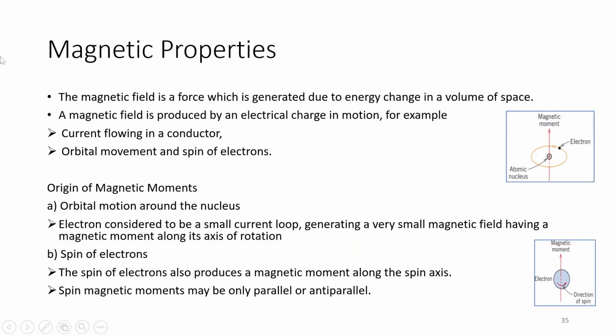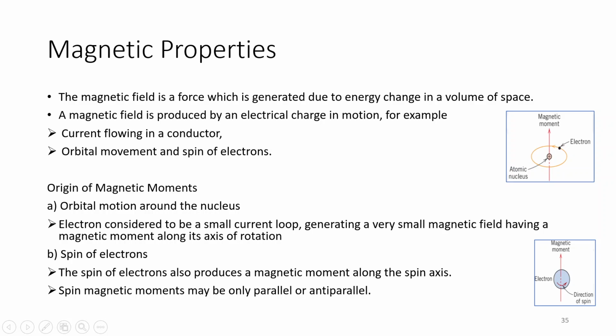Next is magnetic properties. A magnetic field is a force generated due to the energy change in a volume of space, and a magnetic field is produced by an electric charge in motion, for example current flowing in a conductor. Because of that, around that wire there will be generation of a magnetic field. Also, the orbital movement and spin of electrons give rise to magnetic field generation.